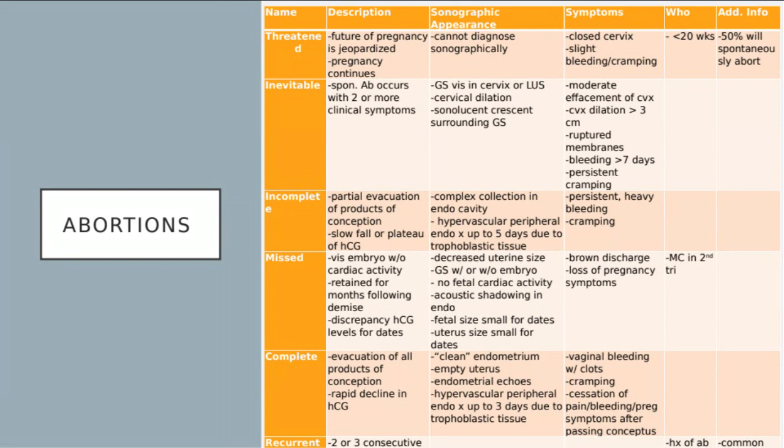Now we also have recurrent abortion. We have 2 or 3 consecutive spontaneous abortions. This is really unfortunate for these patients because they may be thinking that 1 is bad enough to have experienced, but now we have somebody who has a history of 2 or 3. So of course they are now going to be considered high risk for any pregnancy that they have down the road. This is unfortunately very common. All of these are common. Miscarriages are common.